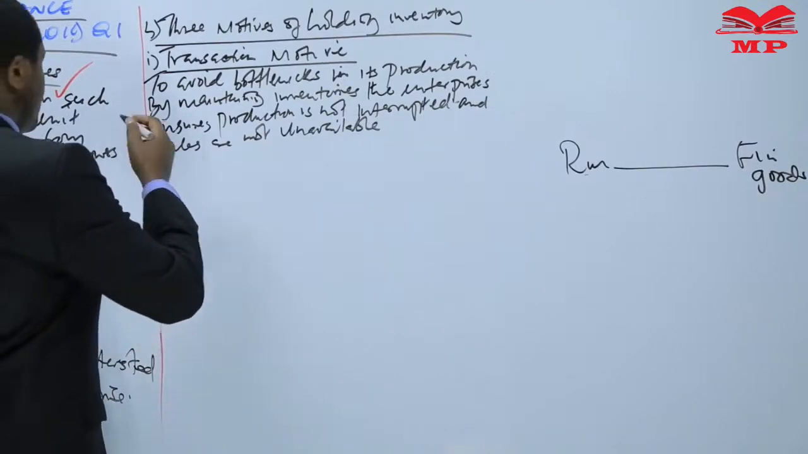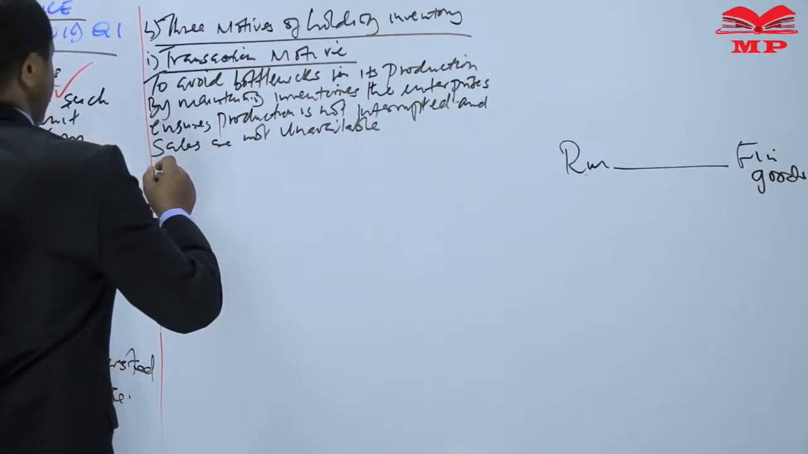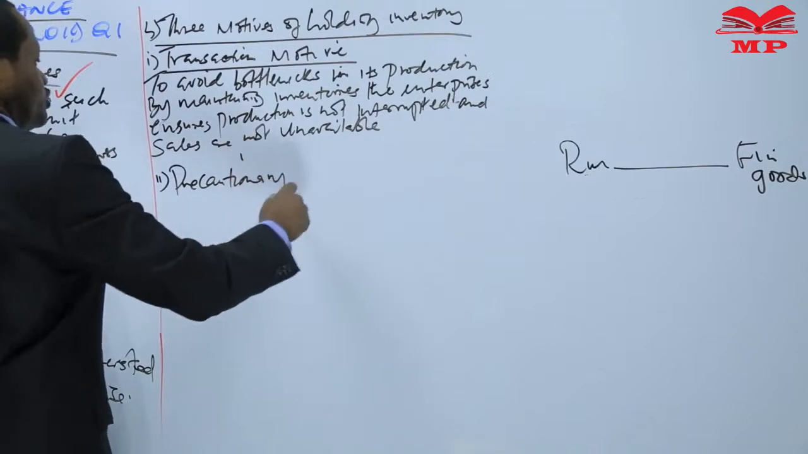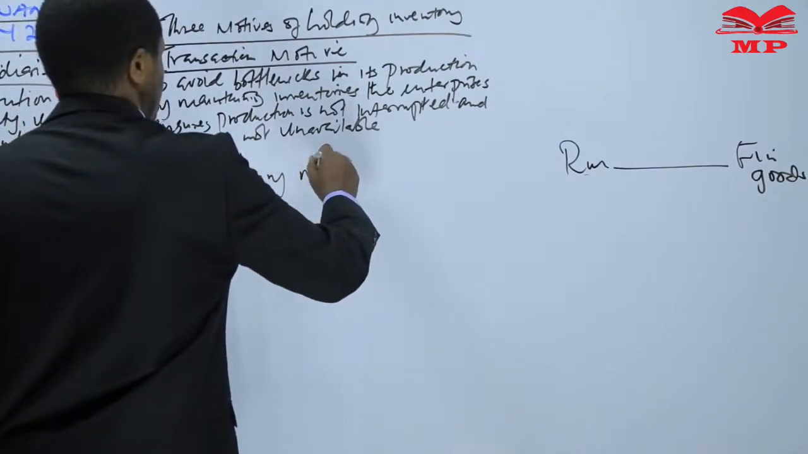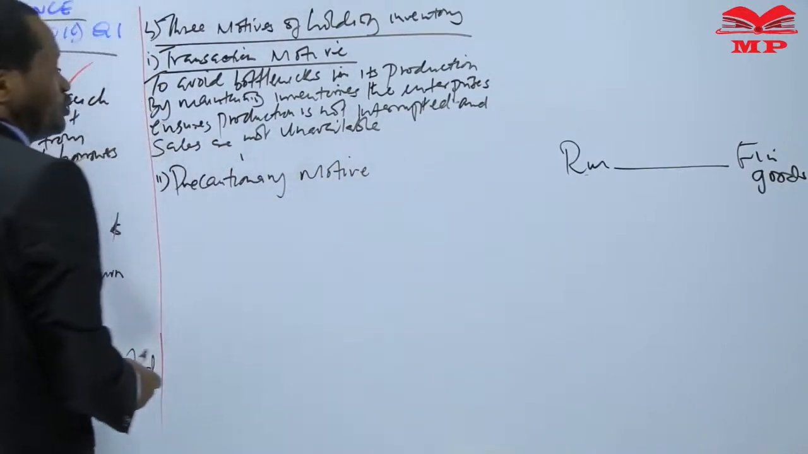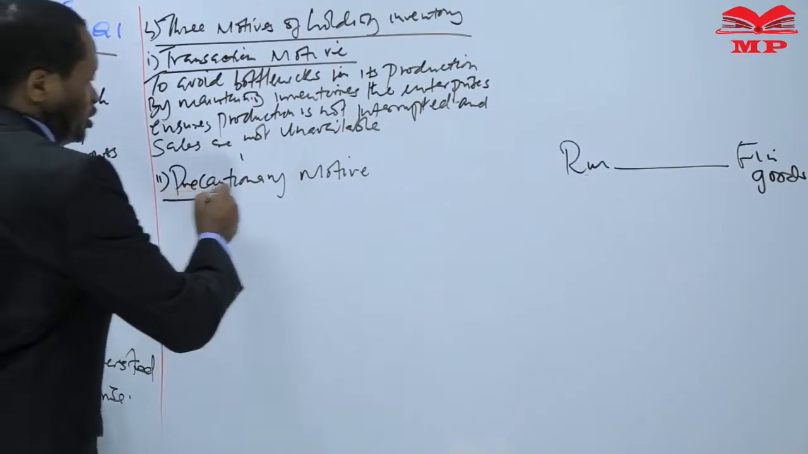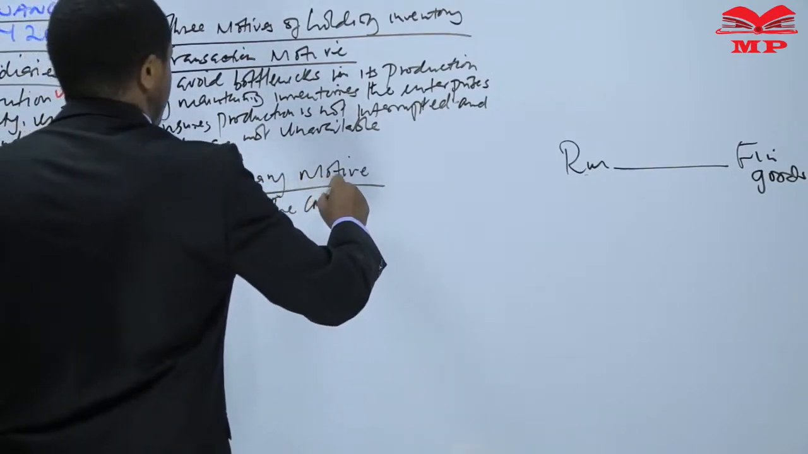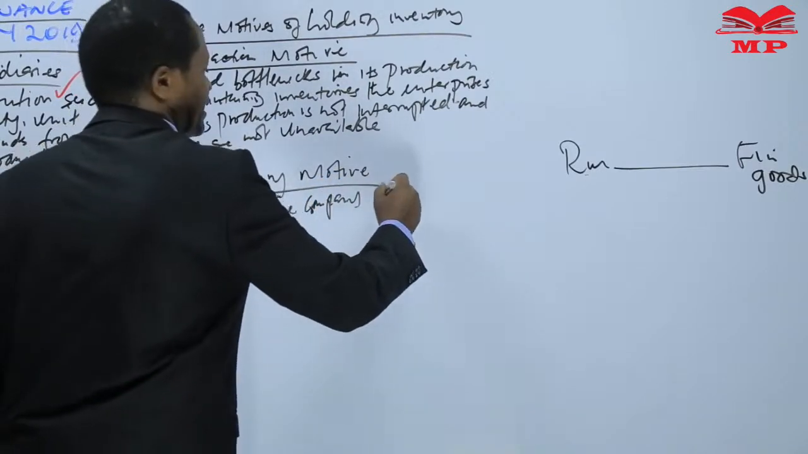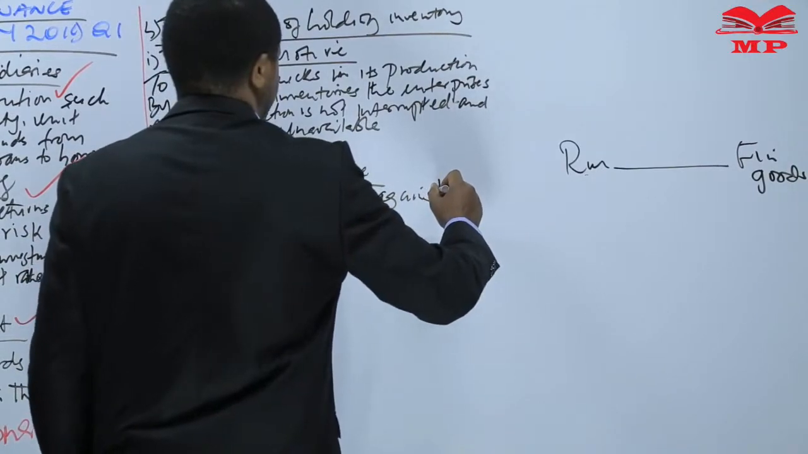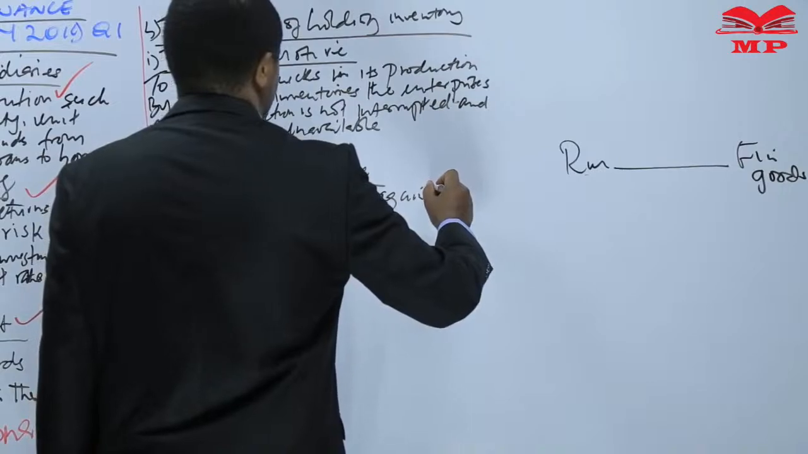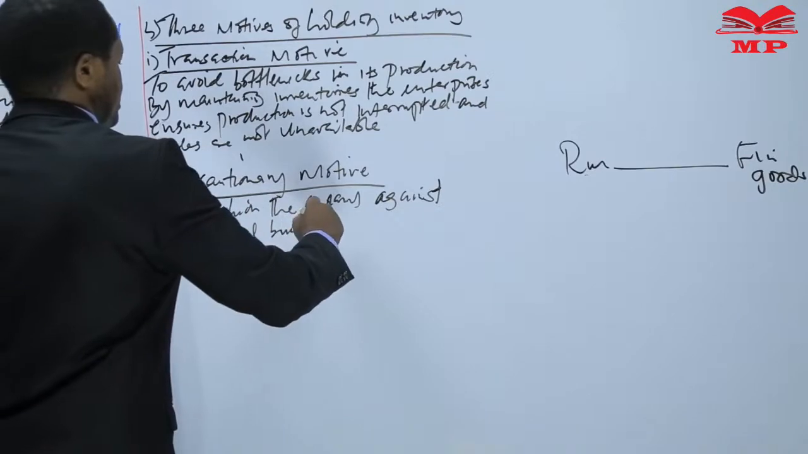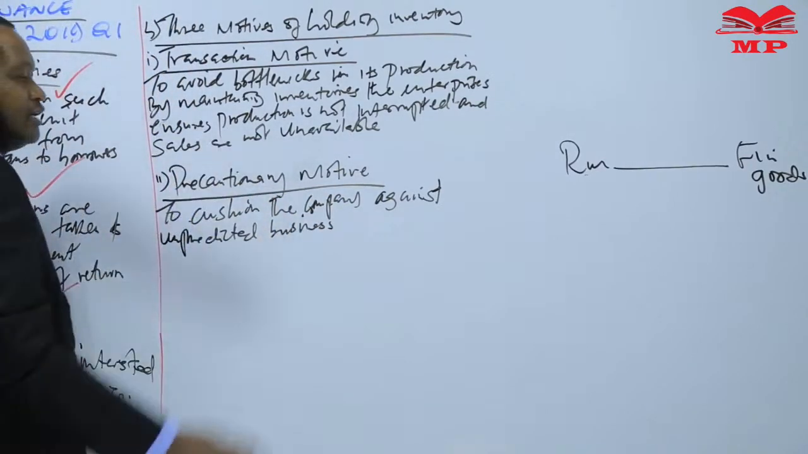Then the second motive is the precautionary motive. Number two, precautionary motive. Now, the reason an enterprise should hold inventory is to cushion the company against unpredicted business. Sometimes business may not be predictable.